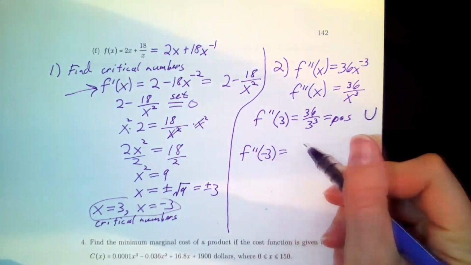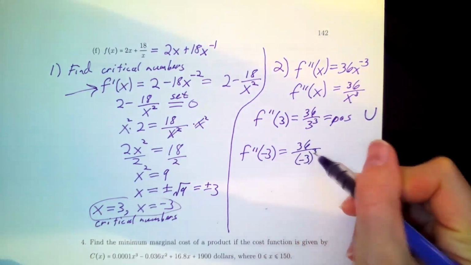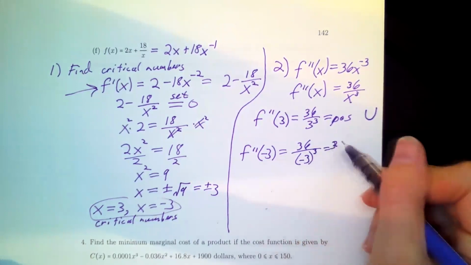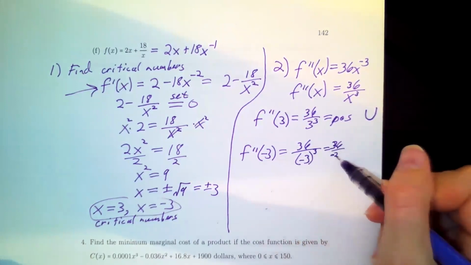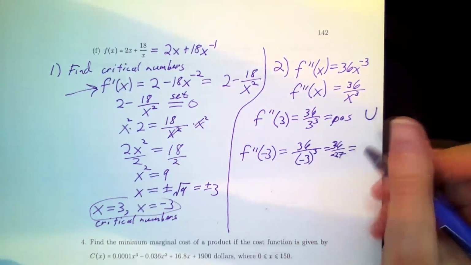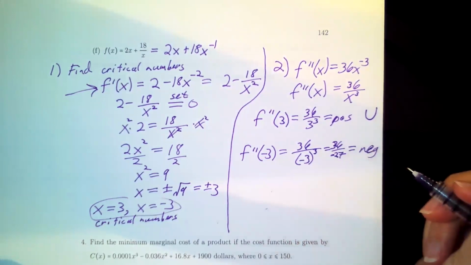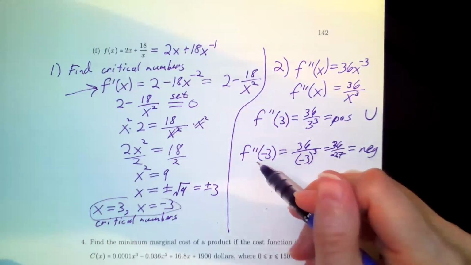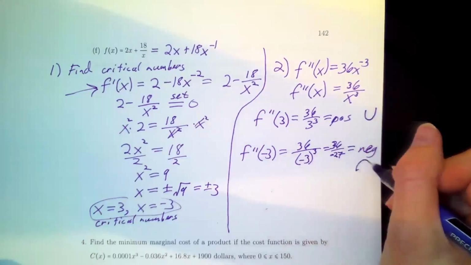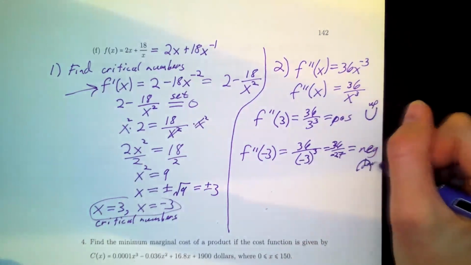Let's plug in negative 3. I get 36 over negative 3 cubed. Negative 3 cubed is negative 27. So I have 36 divided by negative 27, which is decidedly a negative number. If you have a negative number, what does that mean? Well, a negative number out from the second derivative means that your function is concave down. So we got up and down, respectively.